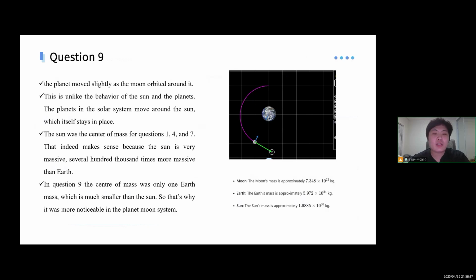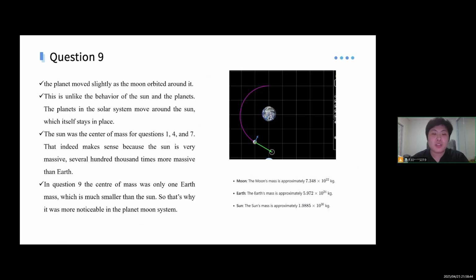Secondly, I will answer each of the questions from the experiment in the next part. In question 9, when I enabled the planet and the moon mode, I saw that the planet moved slightly as the moon orbited around it. This is unlike the behavior of the Sun and the planets. The planets in the solar system move around the Sun, which itself stays in place.